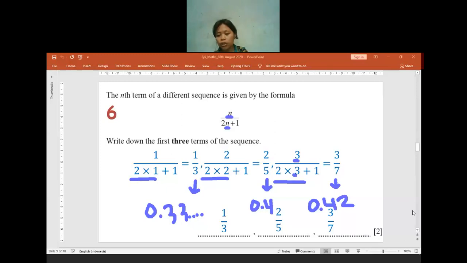Is there anyone else having any question or getting confused, or maybe still not understanding how I got 1 per 3, 2 per 5, 3 per 7? Is there anyone else having any question before I continue? Yeah, the n is the position number of the sequence. Because this is the nth term, when it is the first term, the n will be 1. When it is the 10th term, you replace the n with 10, or whichever term you are going to find out. Okay, is there anyone else having any question?